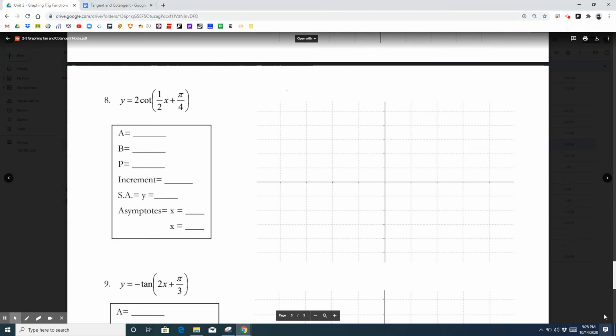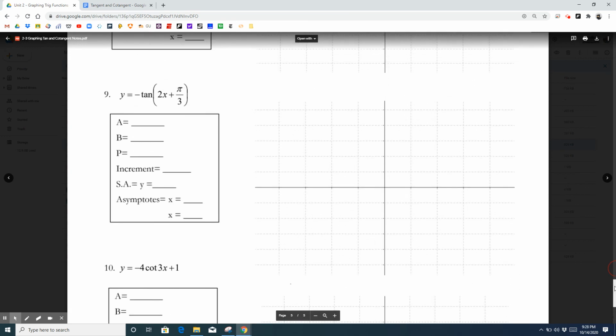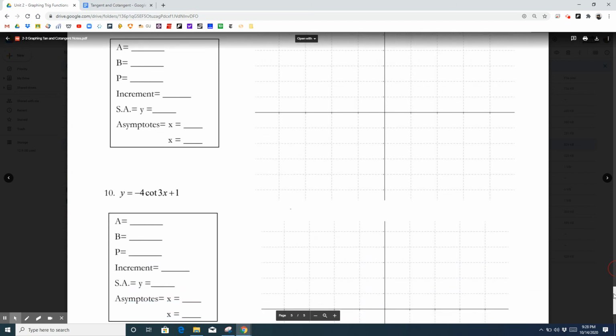Finish these problems up and check your work with a graphing calculator, or there's an answer key provided as well. But try the graphing calculator first. It's good to know how to use that. And if you're not sure, please ask and I'll be more than happy to help you.